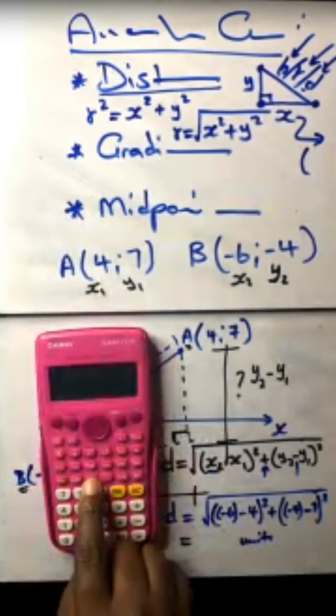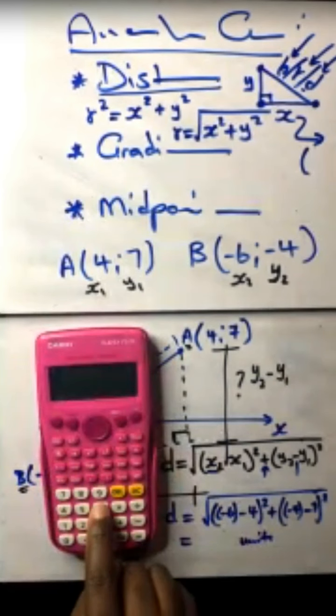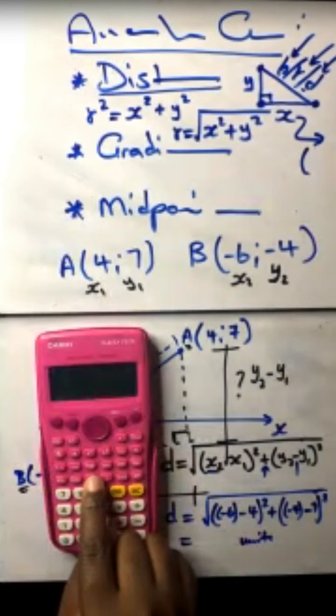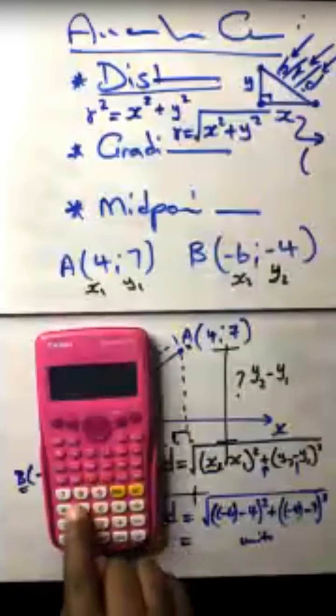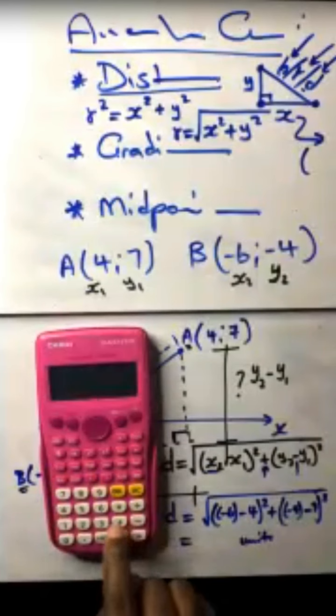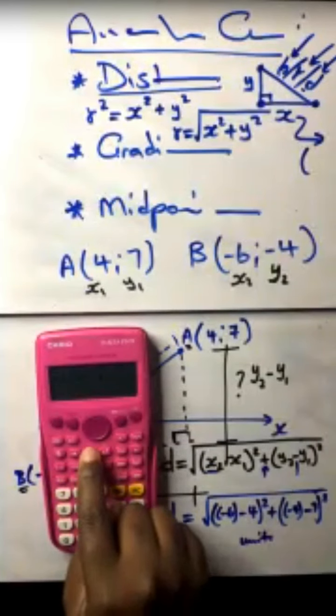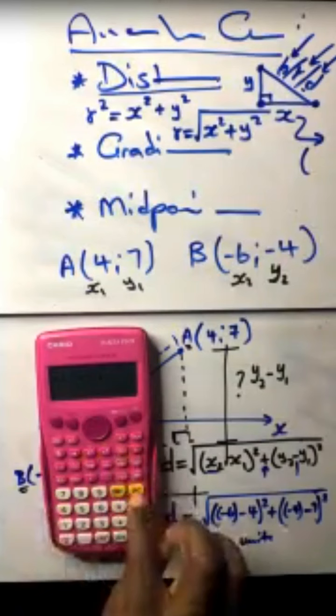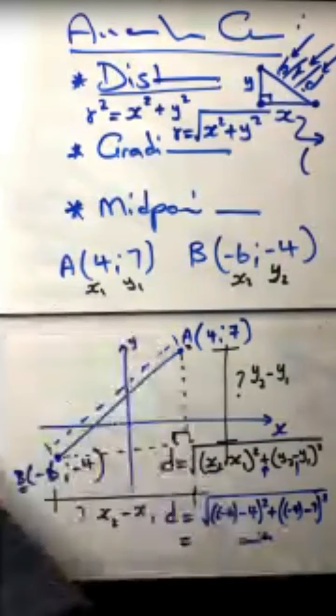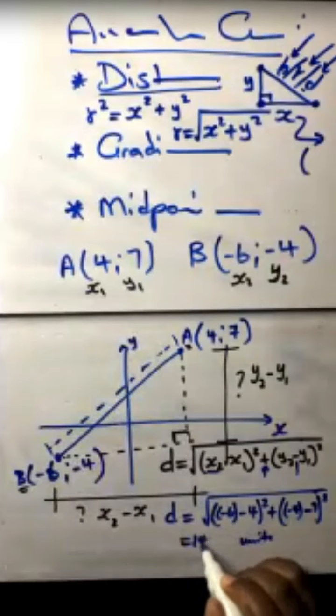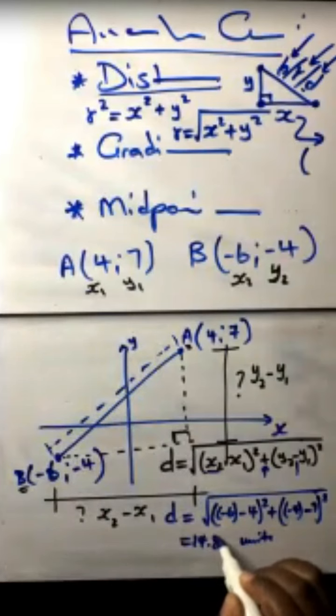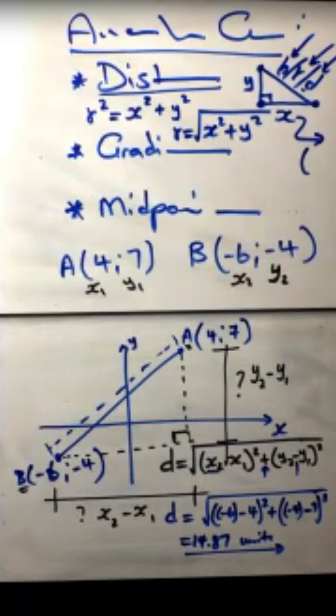Square root, you open again, you say -6, you close, -4, you close, squared, plus -4, -7, close, squared, equals. I'm getting the square root of 221, which in decimal form is 14.87 units. So guys, was I too fast, or do you understand? Yeah, understood, sir. I understand, sir.